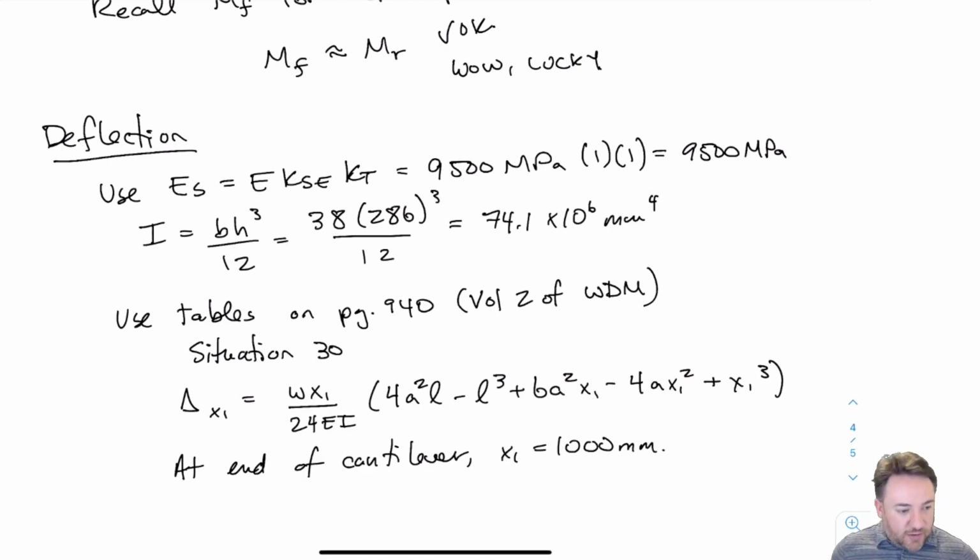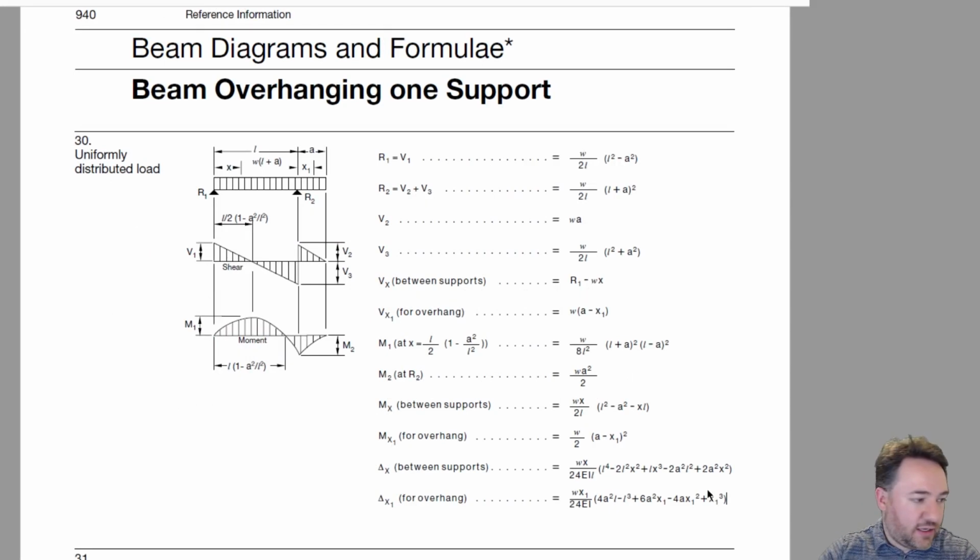Okay, all of these should be in the same units. So I'm going to use MPa for E, millimeters to the fourth for I, and millimeters for X1, A, and L, which are all shown in here. It defines what they are. L is the length of the main span, A is the length of the cantilever, X1 is the position along the cantilever, so I want to find X1 at X1 equals A. So at the end of the cantilever, my X1 and my A are going to be the same. And W is my uniform load that's on here, and that's about it.